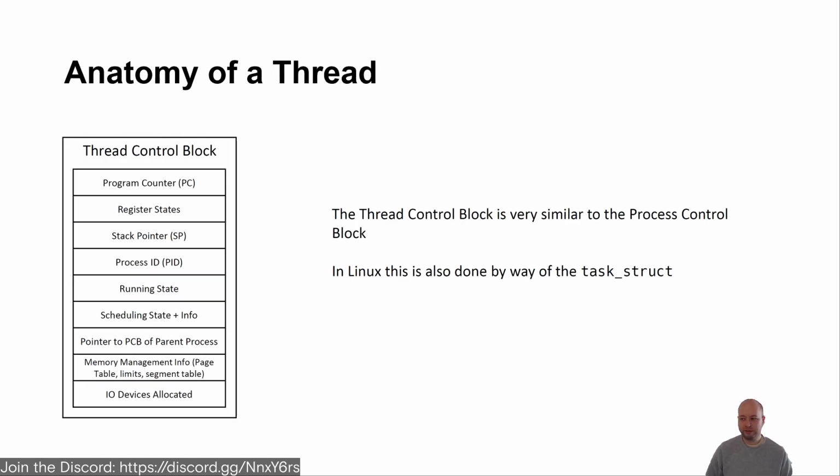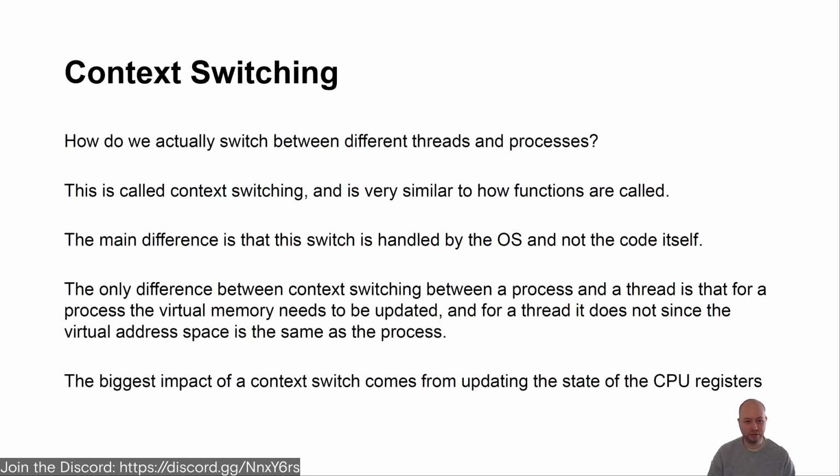So, anatomy of a thread: it's the same. The only difference is that, generally speaking, a thread points to its process ID. Actually, this is incorrect. Where it says process ID, it should be thread ID. So a thread has its own ID, but it also points to the PCB, the process control block of its parent process. So when you close a process, you want all of its threads to close as well. But when you close a thread, it might not necessarily close your process.